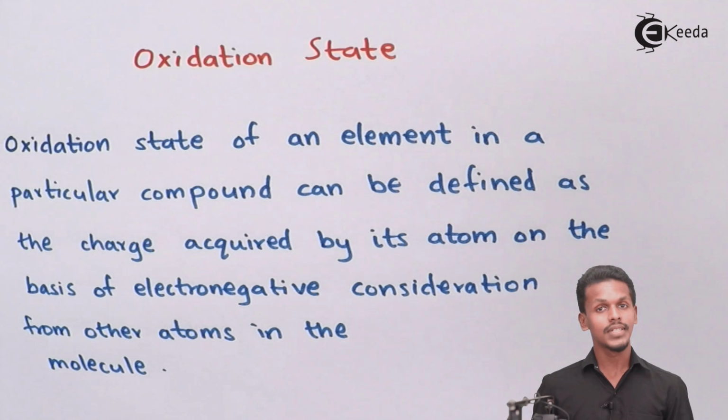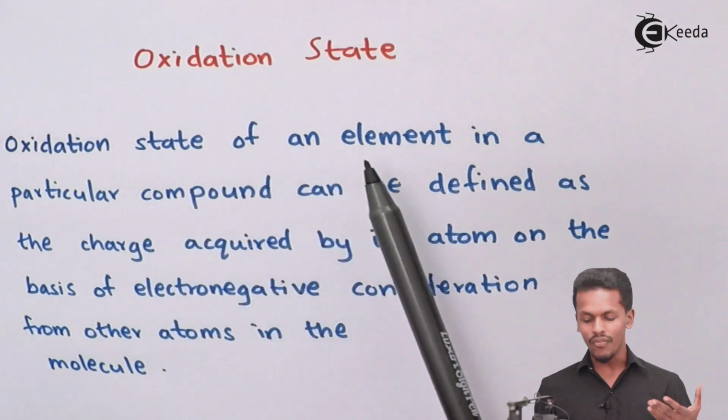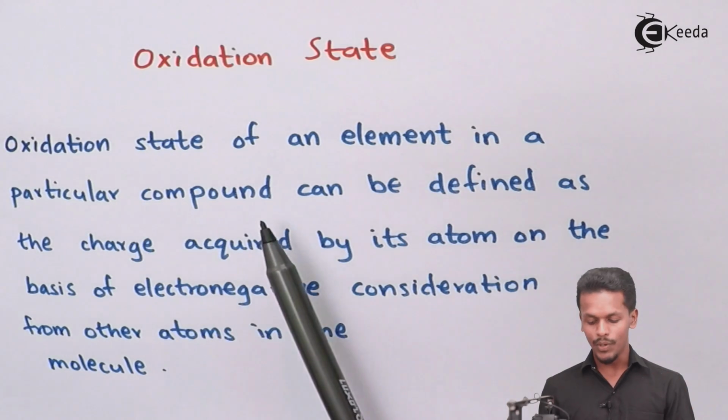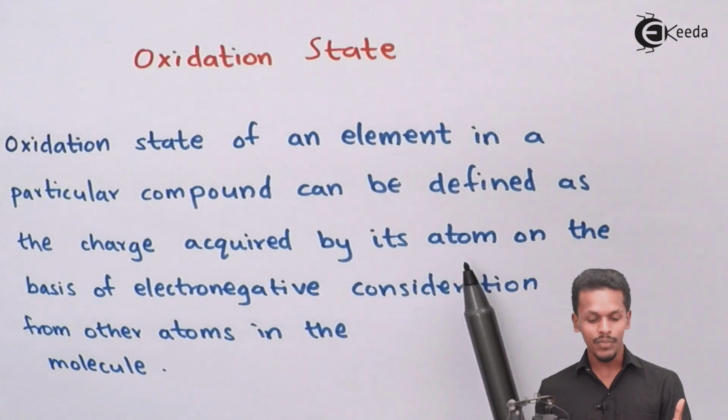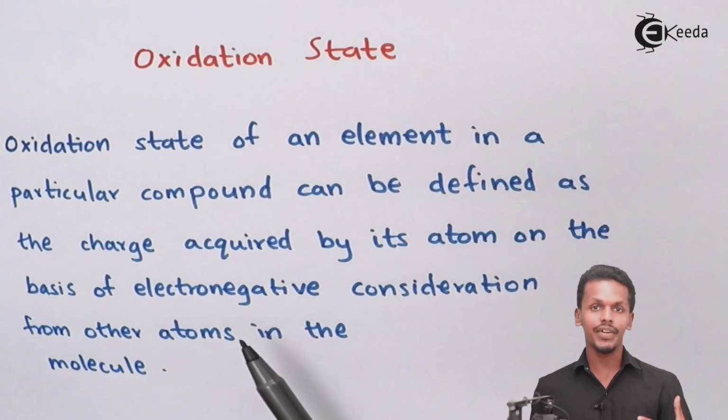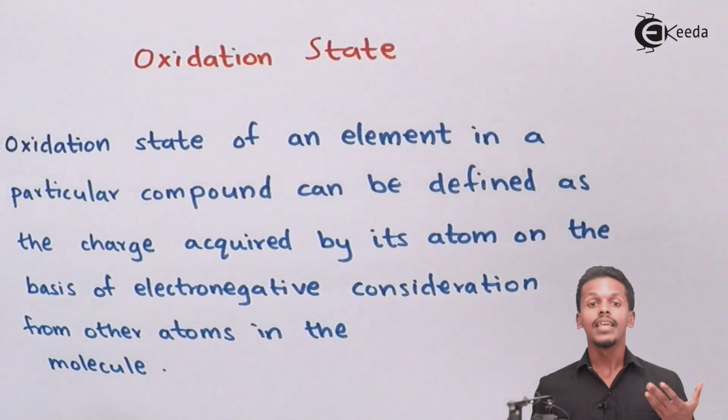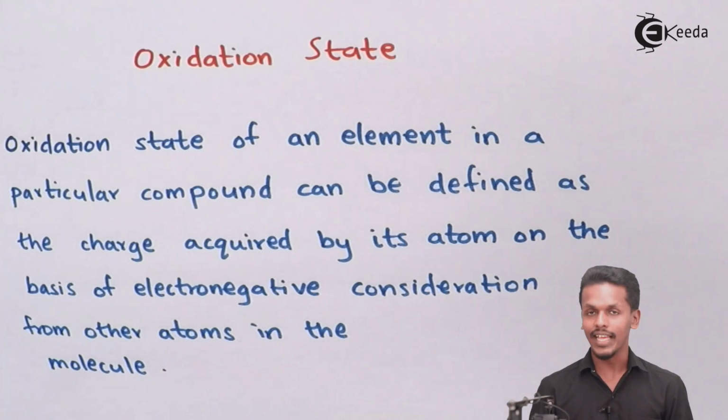So now we are going to study what oxidation state actually is. What is oxidation state actually? The oxidation state of an element in a particular compound can be defined as the charge acquired by its atom on the basis of the electronegativity of the other atom in the molecule to which it has been attached.